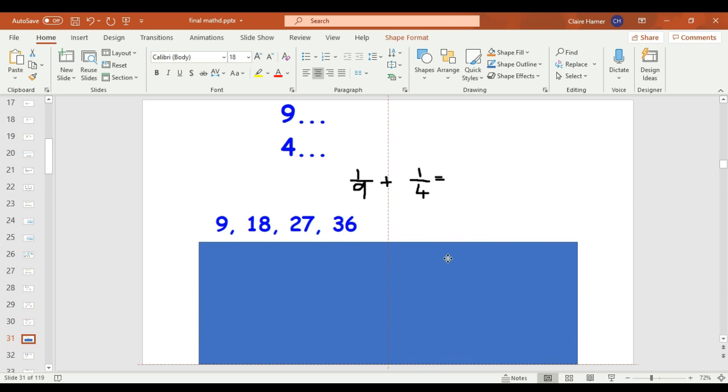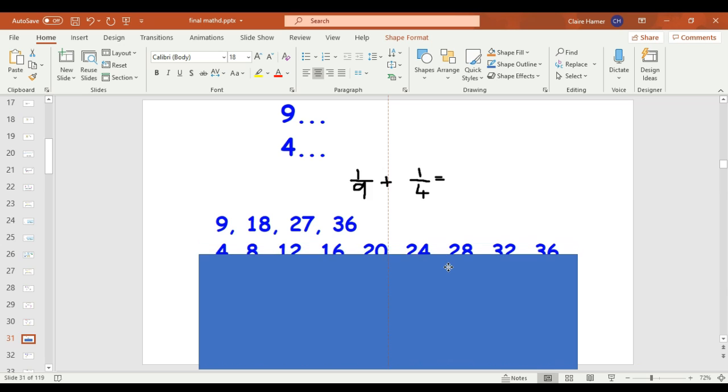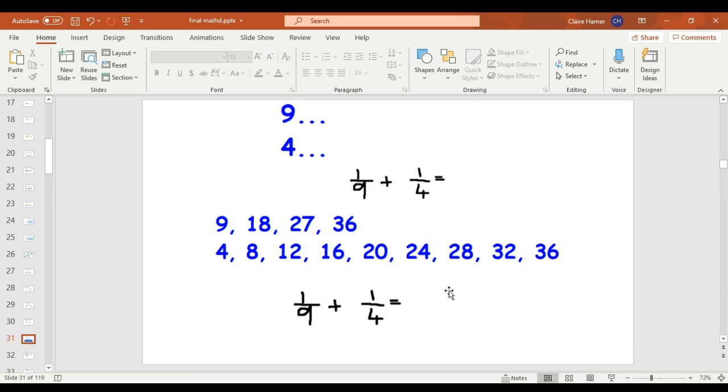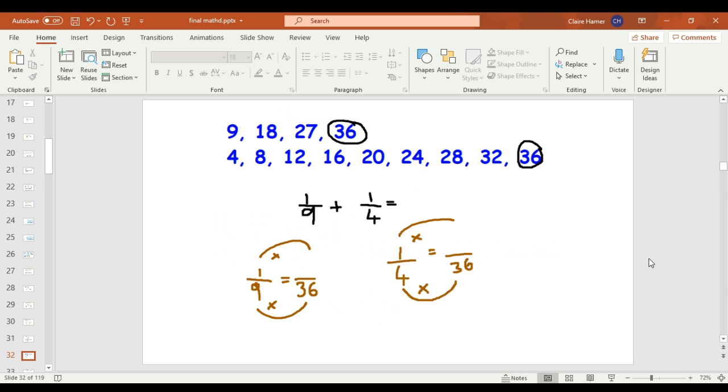So I wrote down my 9's first. I only wrote down a few because I recognise 36. 36 is the lowest common multiple of 9 and 4. 36 is in the 9 times table and the 4 times table. So now I'm going to convert 1/9 into 36ths and 1/4 into 36ths. So can you do that on your piece of paper? Because remember, you cannot add fractions or subtract fractions until the denominator is the same. Do this now. Pause the video.